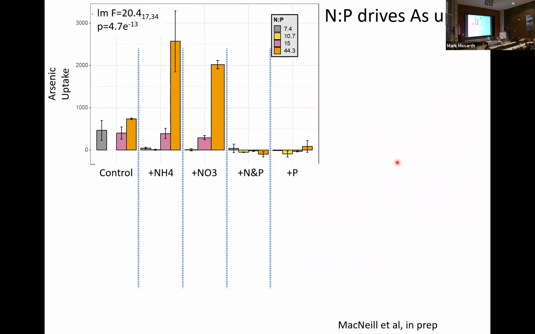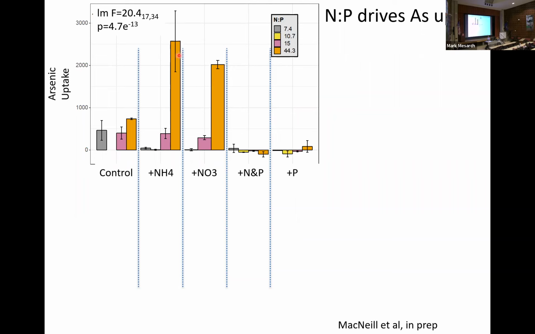So here are some results from those experiments, which I'm pretty excited about. So the colors represent the different ambient nitrogen to phosphorus ratios, with gray being the lowest, meaning phosphorus is less limiting, nitrogen is more likely to be limiting, and the orange being high nitrogen to phosphorus, so nitrogen is more abundant relative to phosphorus. And arsenic uptake is on the y-axis, and the x-axis is the experimental nutrient amendment. And as you can see, at higher nitrogen to phosphorus in the colors, where phosphorus is more limiting relative to nitrogen, arsenic uptake is greater.